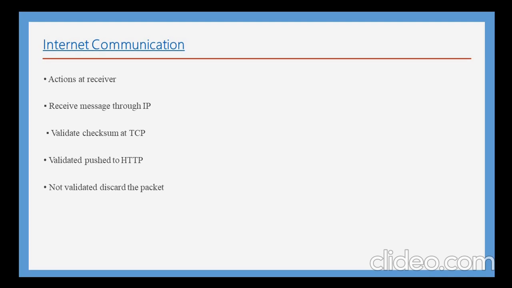Now the message is sent by the sender side, and how does it function at the receiver side? So we'll now discuss the receiver side. It receives the message sent by the user through IP and validates the checksum at TCP. If true, push to the HTTP, or drop the packet. Receive the message through IP, validate the checksum at TCP; if validated, push to HTTP; if not validated, discard the packet.